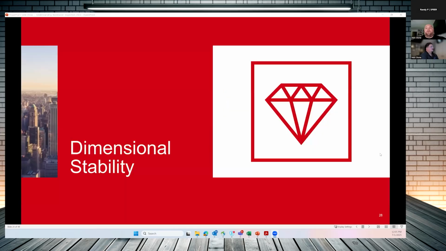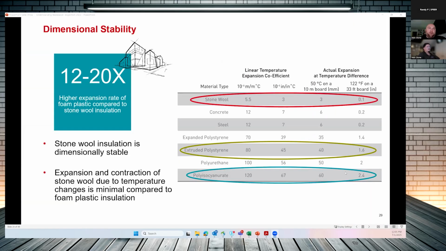I'm just going to skip those couple slides there. And then we're going to move into dimensional stability. Now, this isn't something that we really talk a lot about when it comes to insulation, because typically we've been cavity only insulation, whether it's wall cavity or roof cavity.